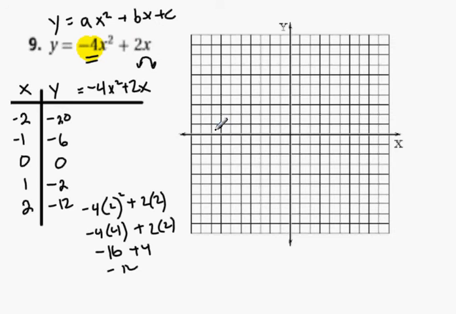Okay, so if I were to plot these points right now, let's see what those would look like. So I have 0, 0, right there in my middle. Negative 1, I'm at negative 6. Okay, negative 2, I'm at negative 20. Well, this only goes down to 10, so negative 2 is going to be way down here. All right. 1, I'm at negative 2. And 2, I'm at negative 12.